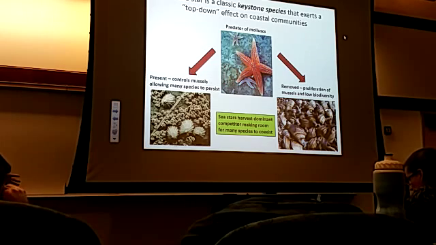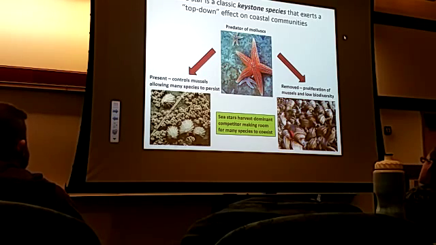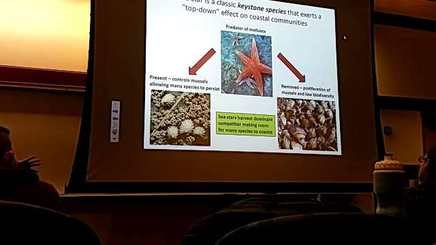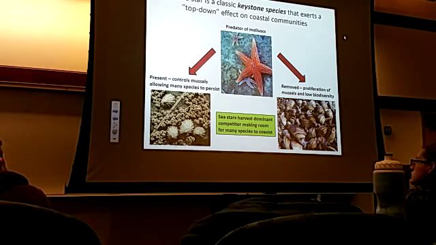What changes all that is if you bring in the sea star, they're going to eat mostly mussels. And it severely limits the mussel population growth, opening up the space to allow these inferior competitors to survive in that environment when they otherwise would not be able to.